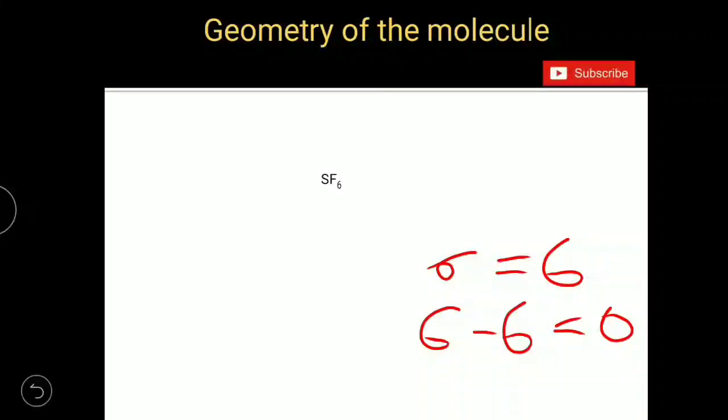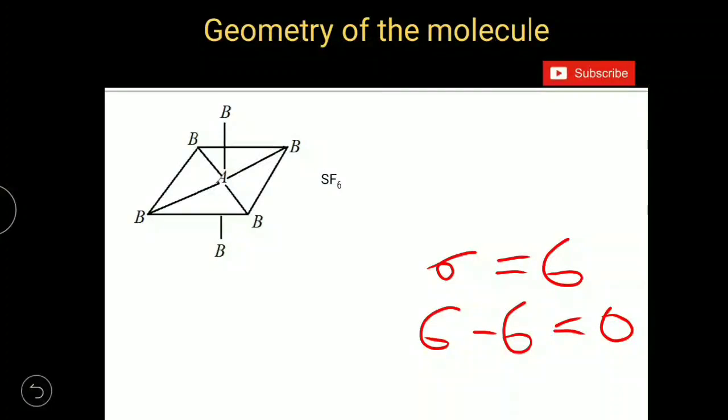If steric number is 6, then the shape of the molecule is octahedral, in which there are 4 bonds present in square planar shape in equatorial plane, and 1 bond lies above the plane, another bond lies below the plane. So there are 4 equatorial positions and 2 axial positions. So shape of SF6 is octahedral.